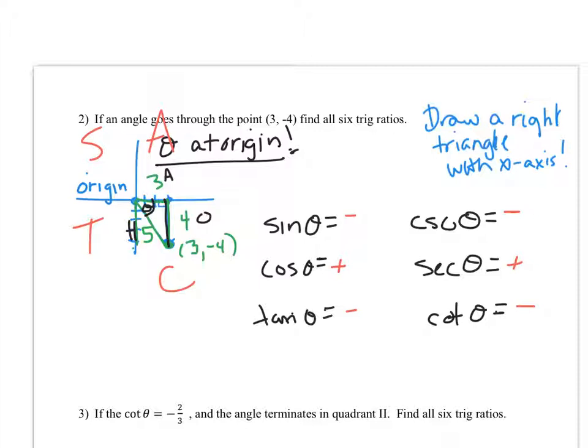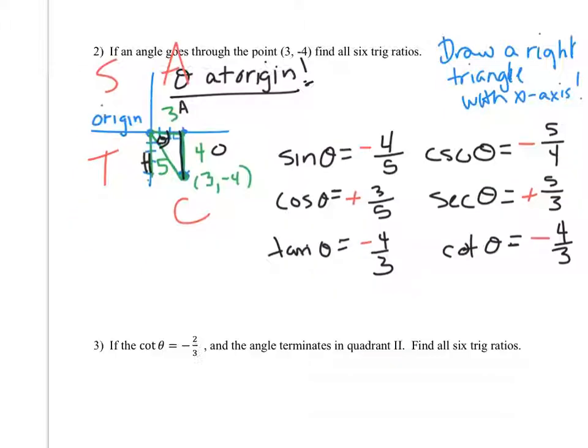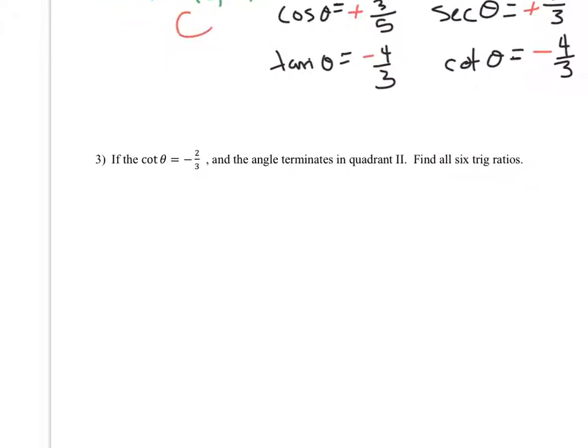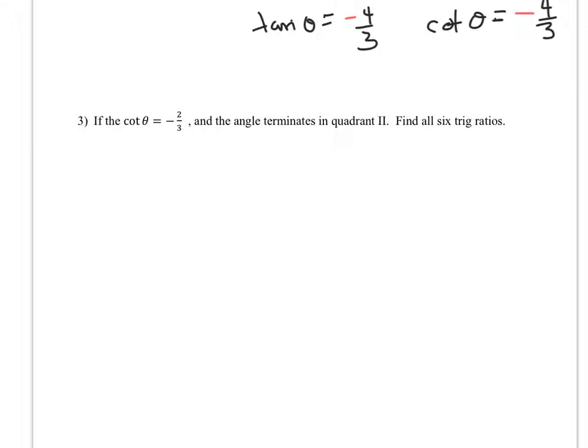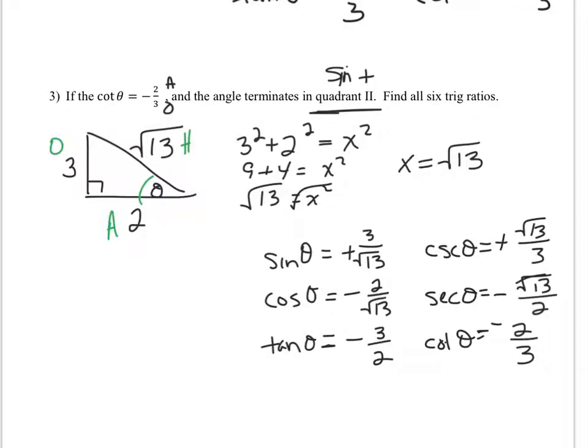So sine of theta is opposite over hypotenuse, so we flip it. Cosine is adjacent over hypotenuse and flipped. Tangent is opposite over adjacent. There we go. And we have our ratios. All right, so take a second and try this one, and then I'll throw out the answers for you and see how it goes.